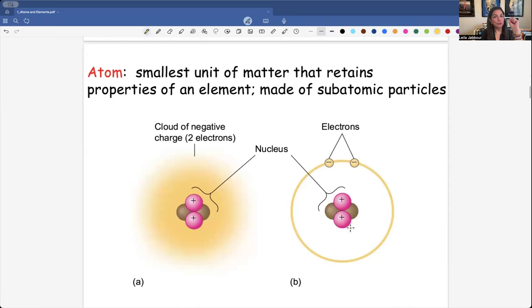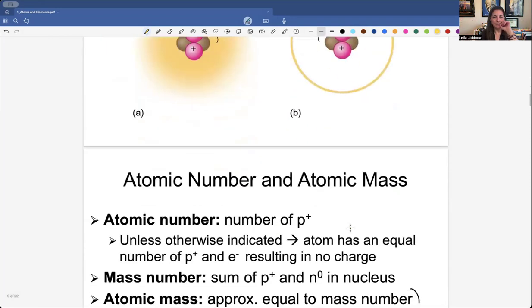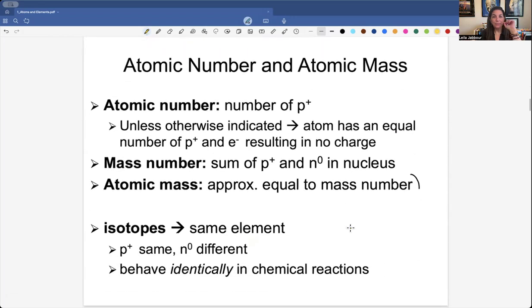So the atom is the smallest unit of matter that retains the properties of an element, and it's made of subatomic particles. If you separate these subatomic particles, you have nothing left. Okay. So each atom has its specific atomic number and its specific atomic mass.